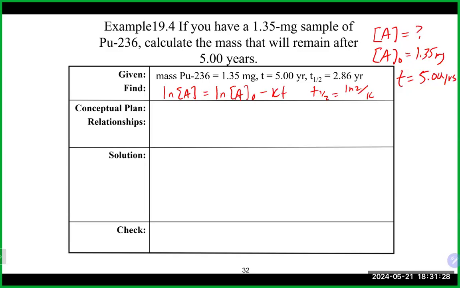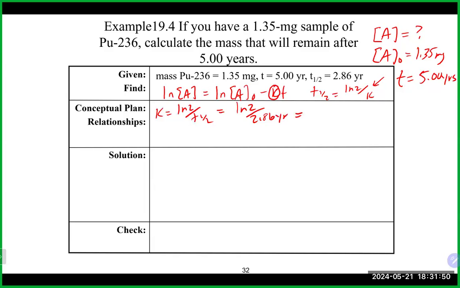So we are missing the actual decay constant here to be able to solve for it, but we do have the half-life. So once again, we're going to have to use our half-life equation, and that means that our decay constant will be the natural log of 2 divided by our half-life. We'll put our natural log of 2 divided by 2.86 years.